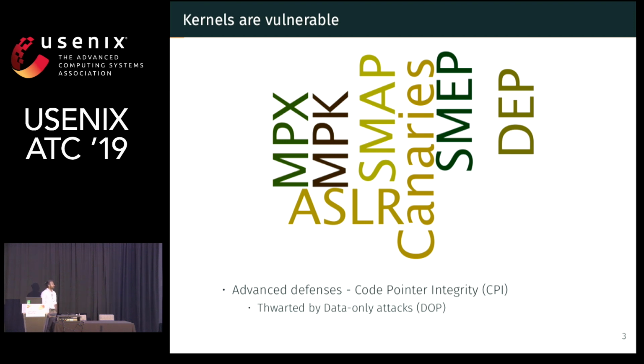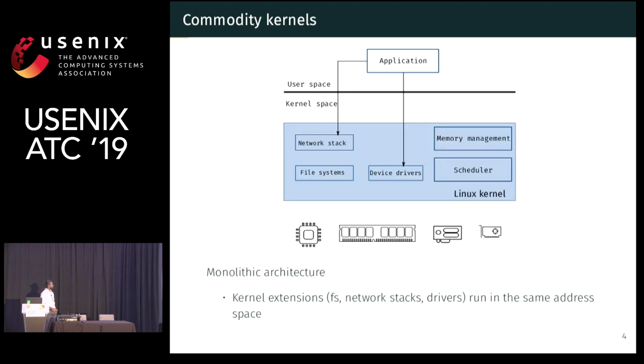Despite having a lot of tools in our defense arsenal, like the word cloud listed here, kernels remain vulnerable to attacks. Even advanced defenses such as code pointer integrity could be attacked by data-only attacks. Code pointer integrity seems to solve most classes of attacks, like code injection and control flow hijacking attacks. But with data attacks and automated tools for attack generation, these are vulnerable. So the attack scenario is real, and we need to do something to protect the security of the operating system.